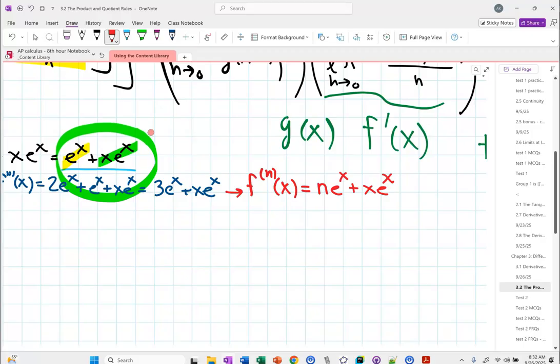So if you're asked something about an nth derivative, you better hope that there's a noticeable pattern as you take these derivatives, because there's no other way to go about doing that. Not a good way that I can think of offhand, anyway.